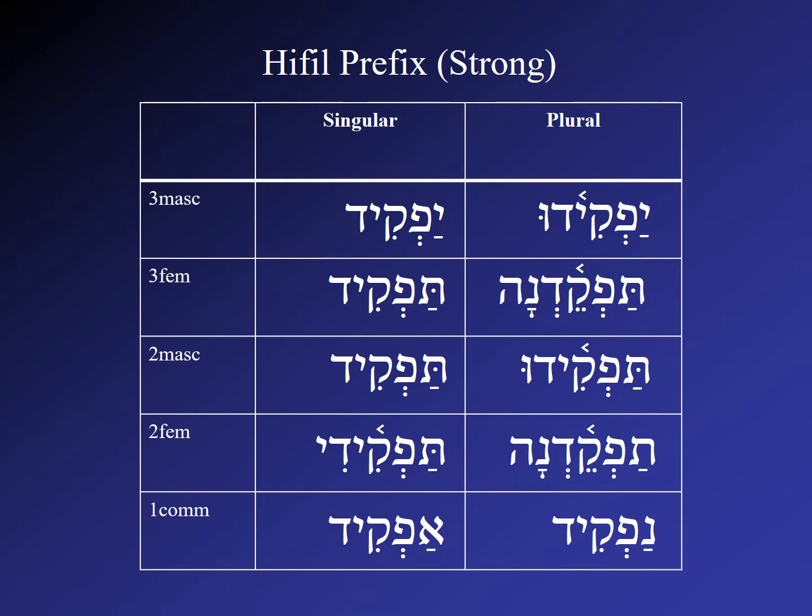So this is the Hifil prefix. Yaf-kid, taf-kid, taf-kid, taf-kidi, af-kid. Yaf-kidu, taf-kedna, taf-kidu, taf-kedna, naf-kid.